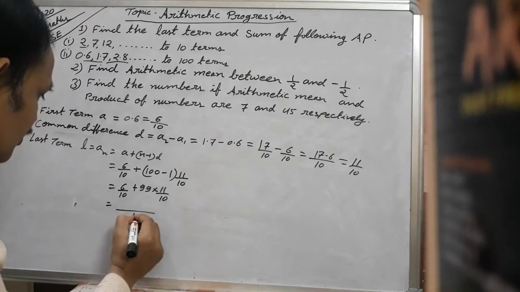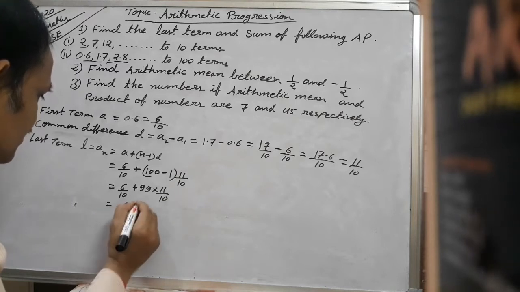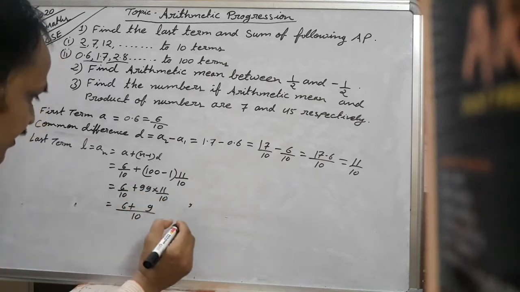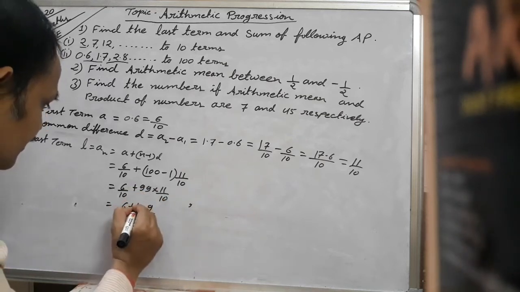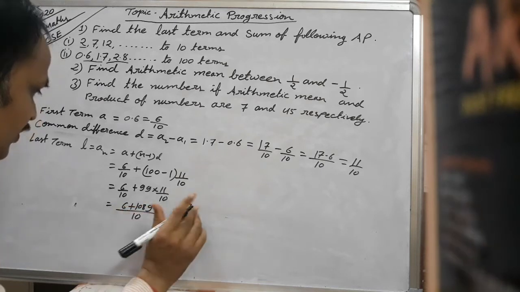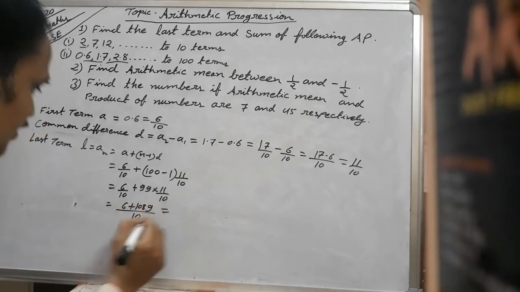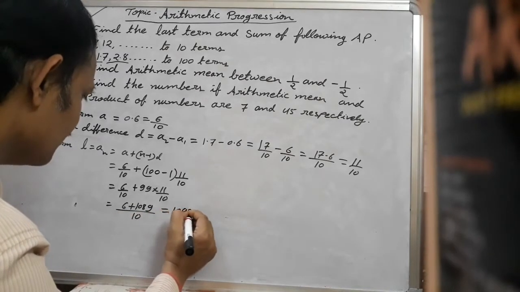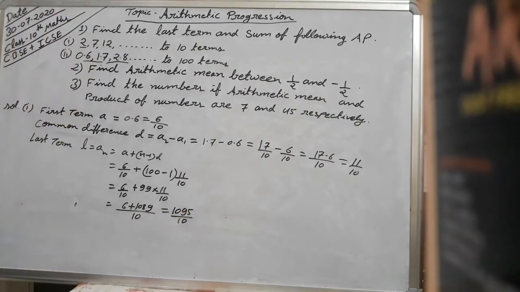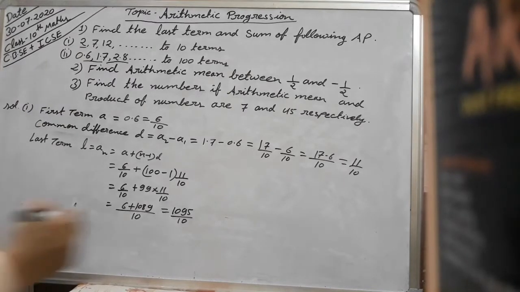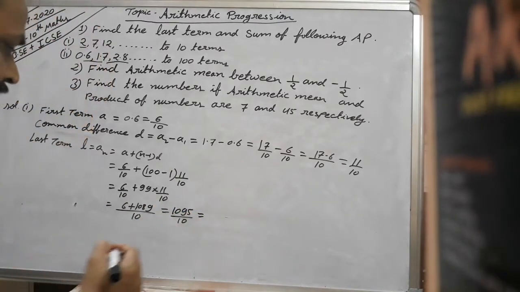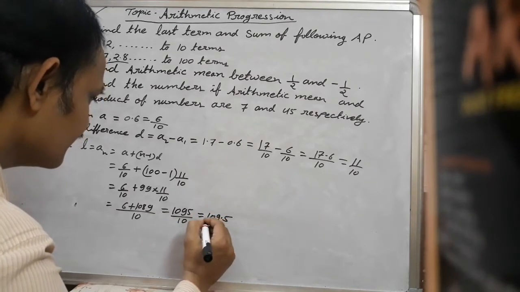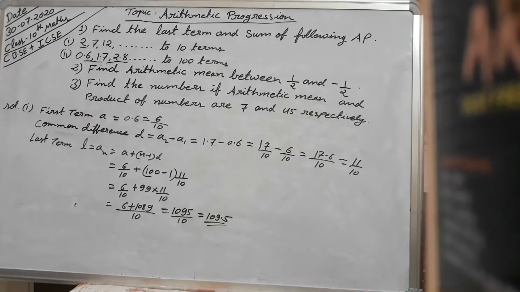You can take 10 common. 6 plus 11 nines are 99, so 99 plus 6 is 105, and we get 1095 by 10. This is the last term. Or you can write it in decimal form, 109.5. This is the last term.